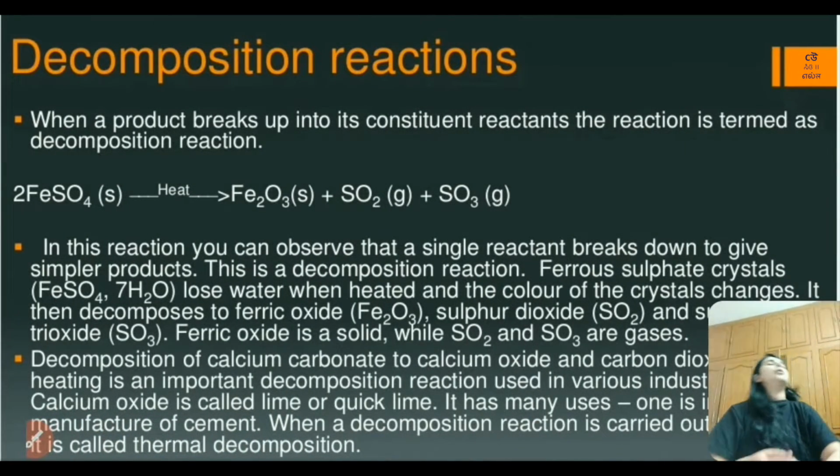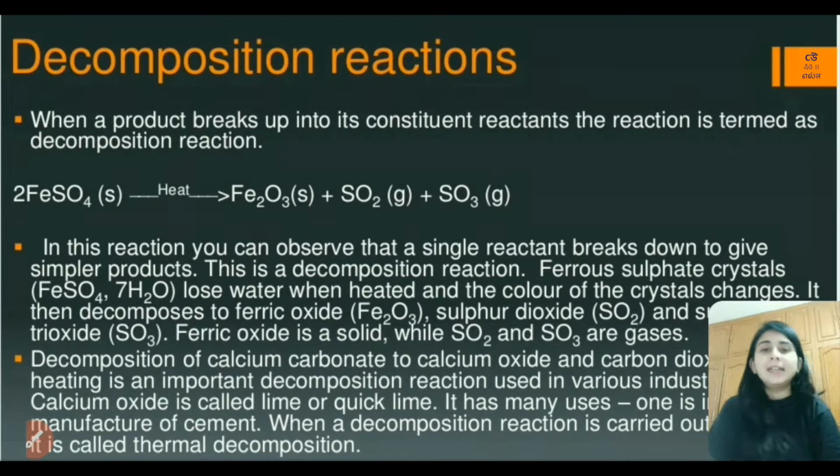So students, this was all about combination reaction, where we have learnt about what is a combination reaction, what are some examples of a combination reaction. Then we have talked about exothermic as well as endothermic chemical reactions. Moving on with the next type of chemical reaction, this is going to be decomposition reaction. Decomposition means breaking down something or decomposing something. So the statement says when a product breaks up into its constituent reactants, the reaction is termed as decomposition reaction.